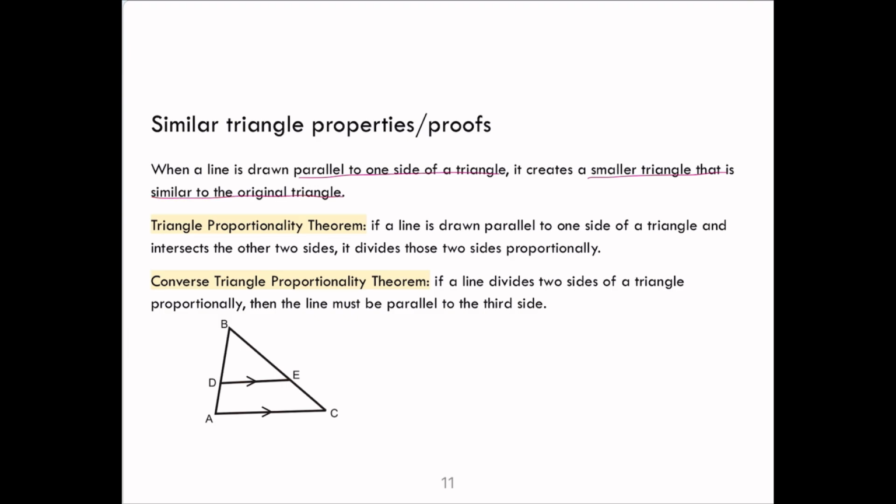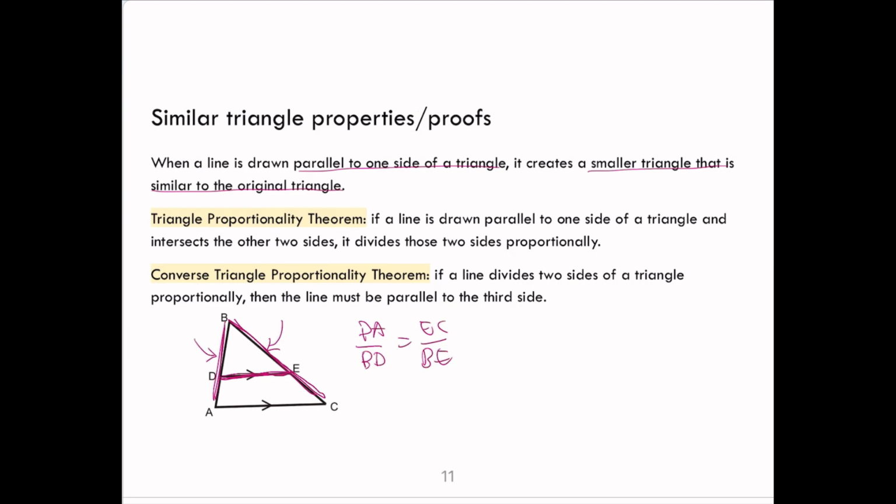So looking at the diagram below, the parallel line DE creates a smaller triangle, BDE, from the original triangle. The triangle proportionality theorem states that if a line is drawn parallel to one side of a triangle and intersects the other two sides, it divides those two sides proportionally. So when the parallel line DE intersects the two sides of a triangle, this side right here will be in proportion to the other side. So DA over BD will be equal to EC over BE.